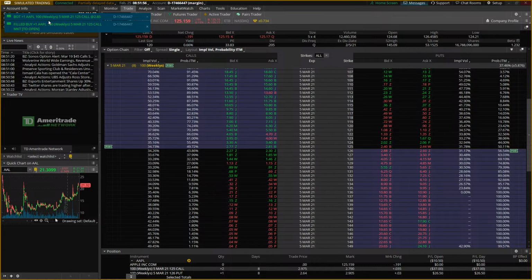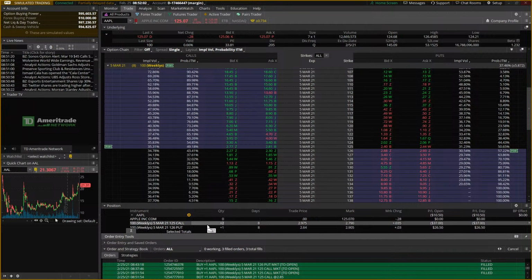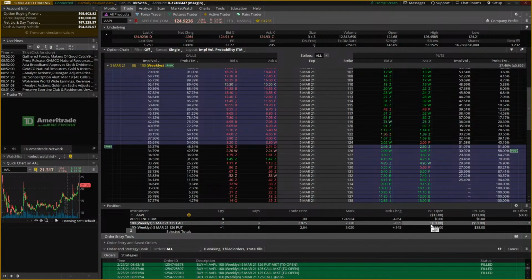Look, it pops up here and says you bought it. Then it pops down here and tells you what you bought and what it looks like. And so I had already bought one at $125. It just added it to it. Now I got two. And right away, I got a loss.